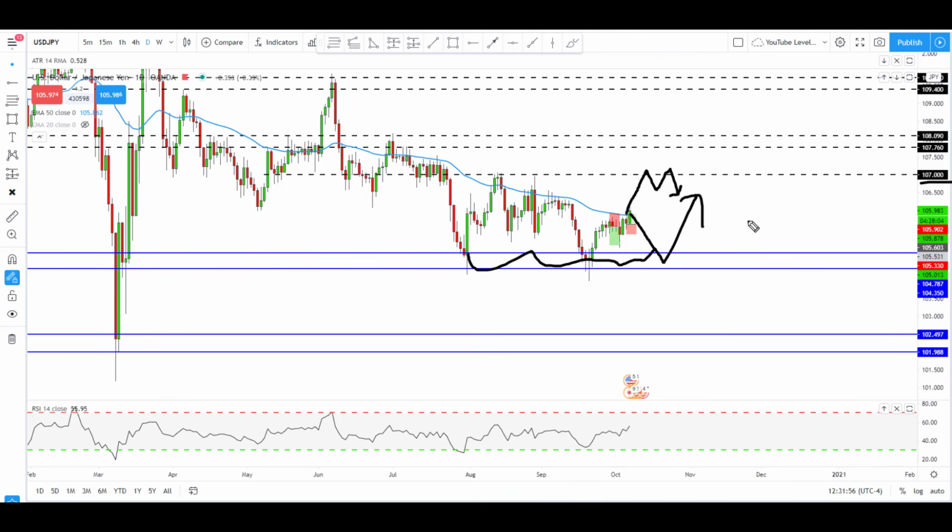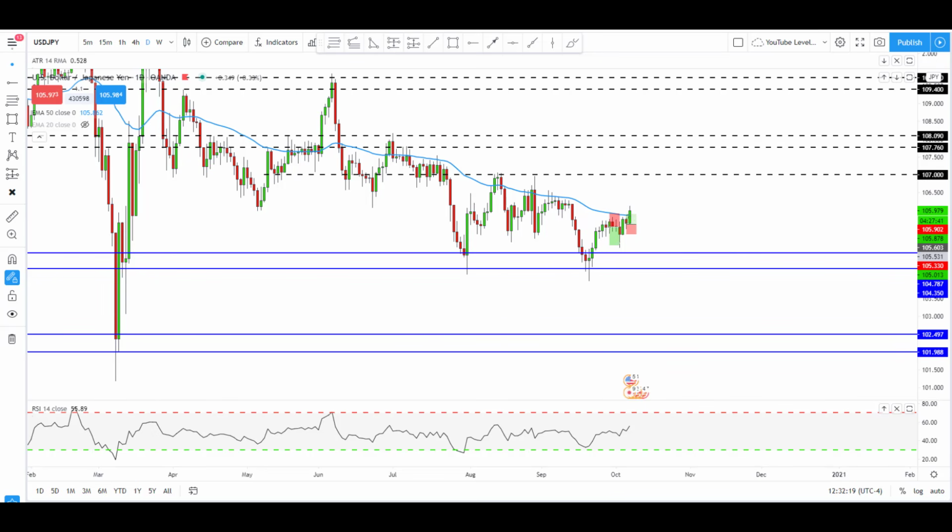In the same way as I've been talking to you about throughout this video, I'll be looking for price action patterns in these levels to provide clues as to telling me that the market is going to use this level for resistance or this level for support. That's what I'm looking at for the remainder of this week and into early next week on the dollar yen.